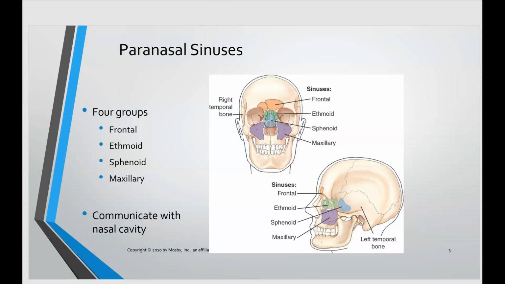Okay, so the paranasal sinuses, and you guys should already have learned all this for our last exam, so this should just be review for you. They're called the paranasal sinuses. There are 4 groups of sinuses. You have your frontal, in your frontal bone, your ethmoid sinuses in your ethmoid bone in the labyrinths, your sphenoid, the most posterior of the sinuses, in your sphenoid bone, and your maxillary sinuses in your maxillas. Okay, all of these communicate with the nasal cavity.